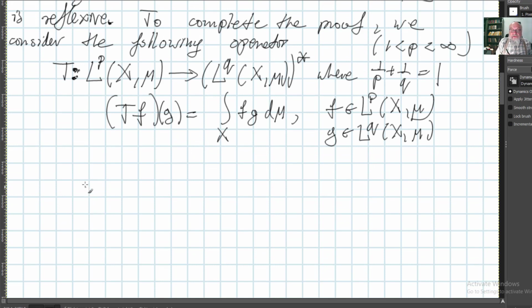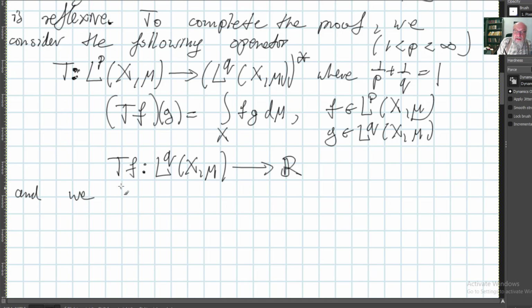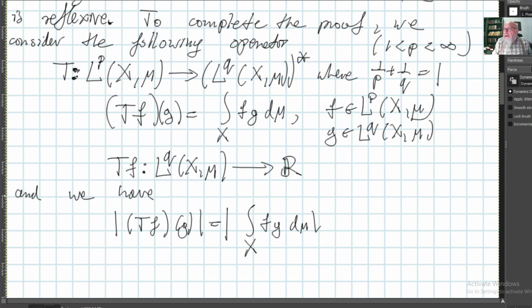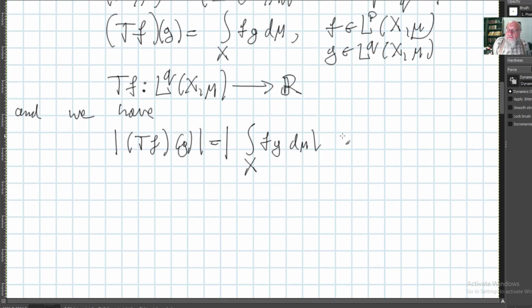So now we have to realize that this operator becomes an operator from L^q(X, mu), so it's a continuous linear function on the space L^q, and we can simply write it down. The absolute value of T_f of g is equal to the absolute value of the integral of f g d mu, and now we can use the Holder inequality, where f is in L^p and g is in L^q.